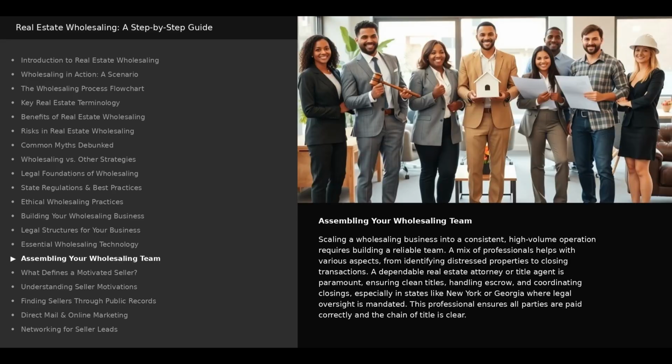Assembling your wholesaling team. Scaling a wholesaling business into a consistent, high-volume operation requires building a reliable team. A mix of professionals helps with various aspects, from identifying distressed properties to closing transactions. A dependable real estate attorney or title agent is paramount, ensuring clean titles, handling escrow, and coordinating closings, especially in states like New York or Georgia, where legal oversight is mandated. This professional ensures all parties are paid correctly and the chain of title is clear.